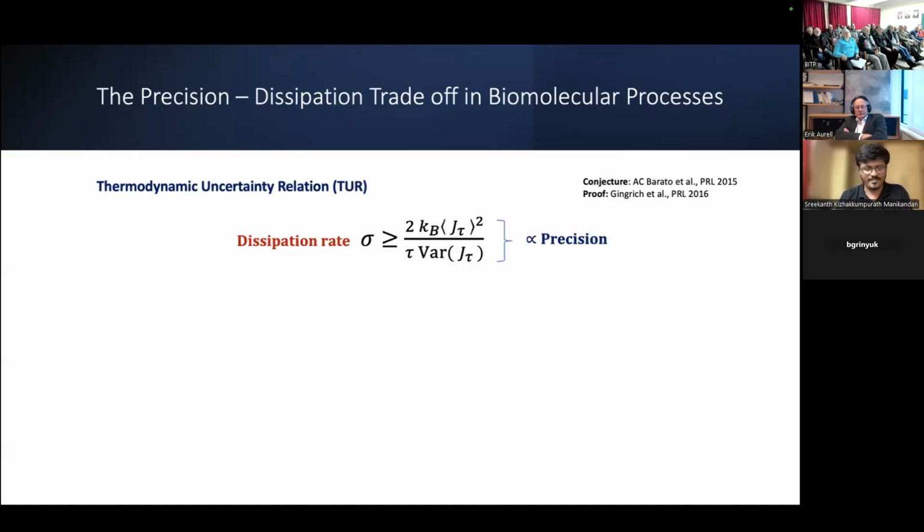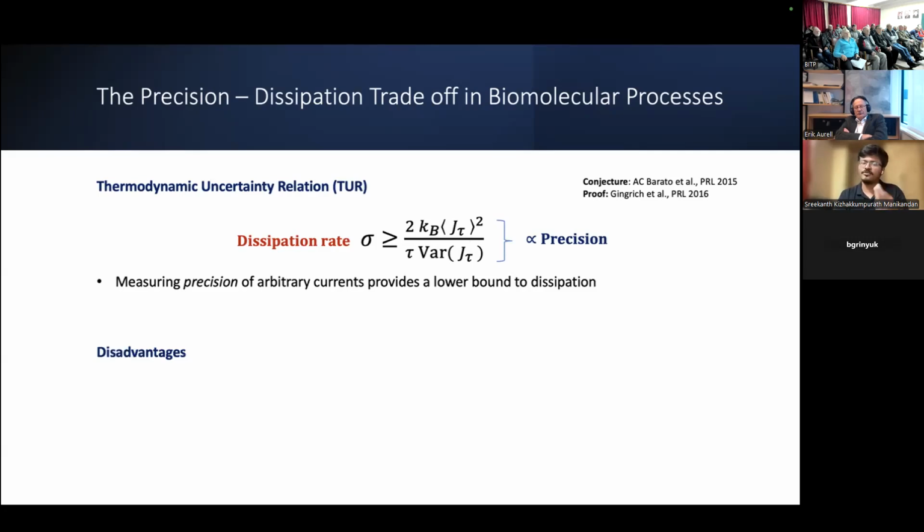This was shown in 2015, but it was interesting because you don't need the details of the dynamics. You only need experimental data from a biological process to be able to measure a lower bound to dissipation. So at least the amount of energy spent is this much, just by measuring experimental data. However, there were two crucial disadvantages.